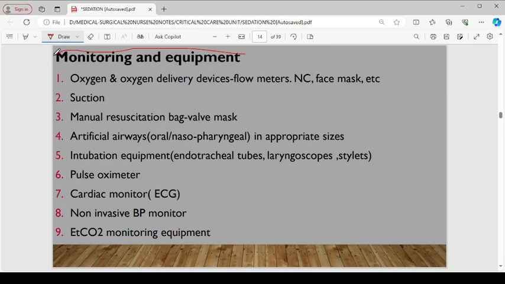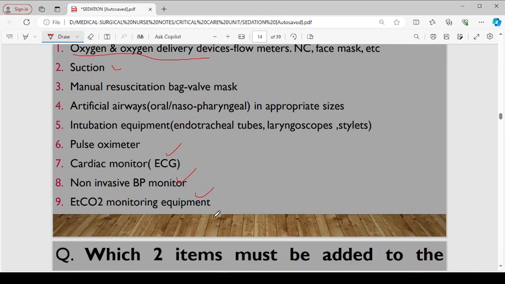So we have some equipment that will help in monitoring. We have oxygen and oxygen delivery devices, flow meters, nasal cannulas, and face masks. We could also have suction, the manual resuscitation bag-valve mask, and artificial airways, including oral and nasal in appropriate sizes. Then you have intubation equipment: endotracheal tubes, laryngoscopes, and stylets, pulse oximeters, cardiac monitors, ECGs, non-invasive BP monitors, and the EtCO2 monitoring equipment for that case.